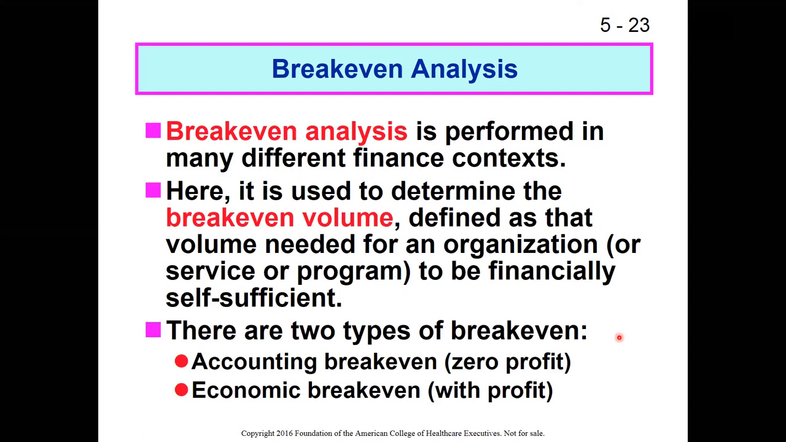So there's two kinds of break even. Break even just basically says how much volume we have to achieve in order to get total revenue equal to total cost. That's known as the accounting break even. There's zero profit. Now, economic break even says your hospital uses resources. Those resources could be used to do something else.